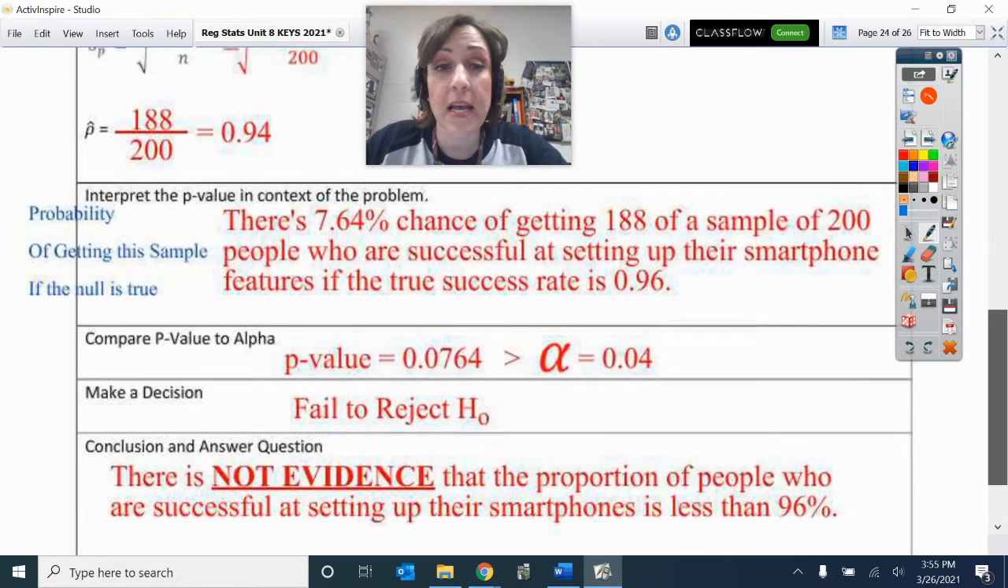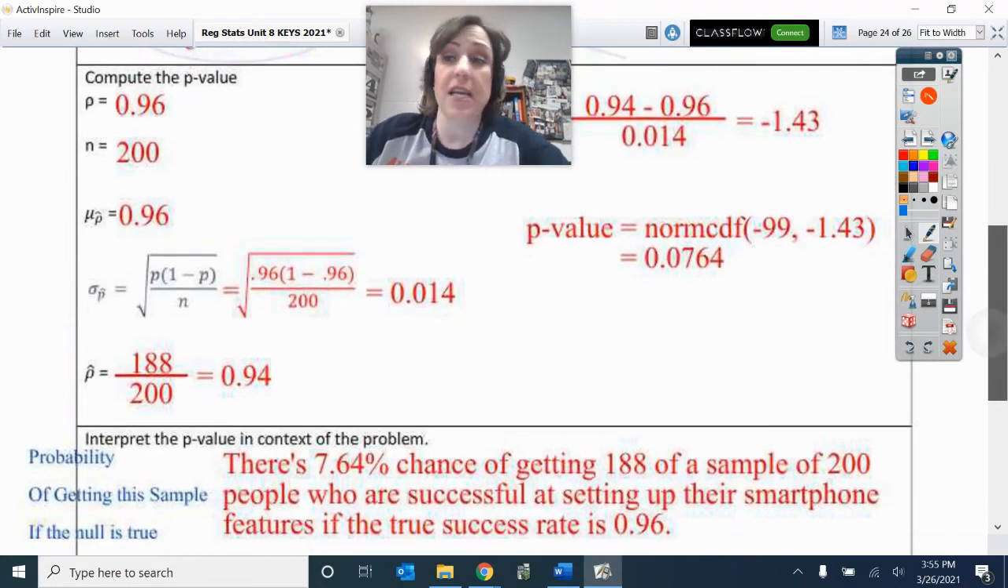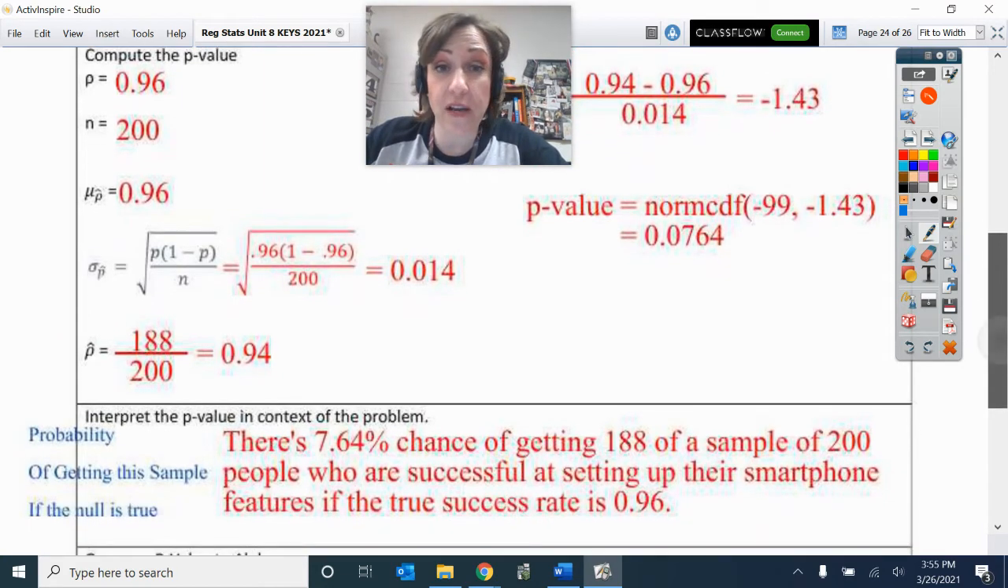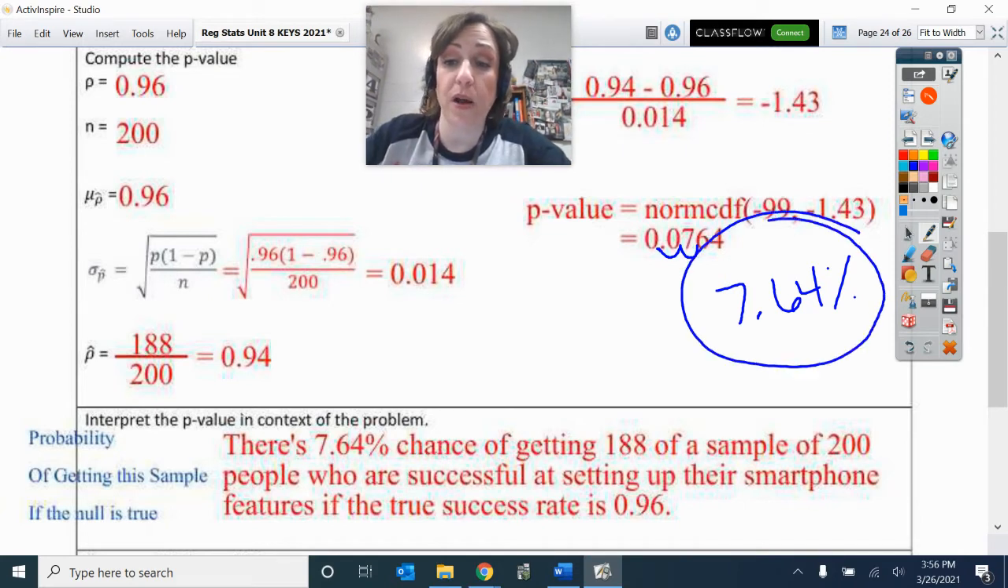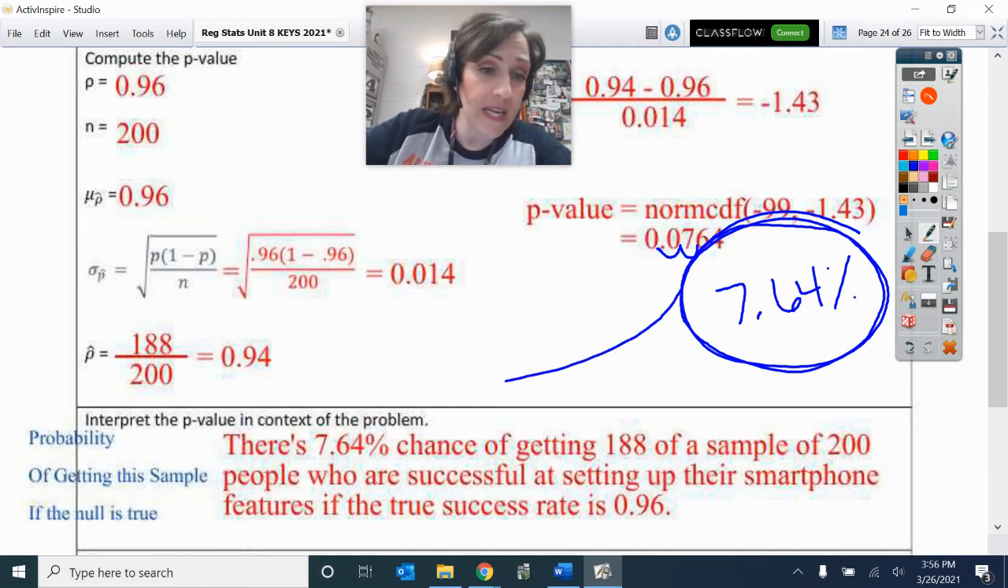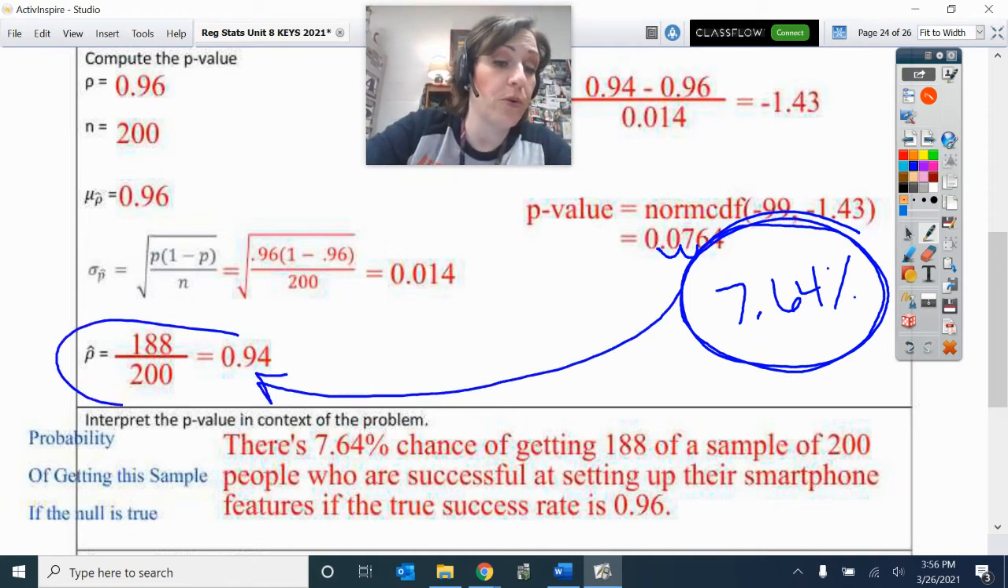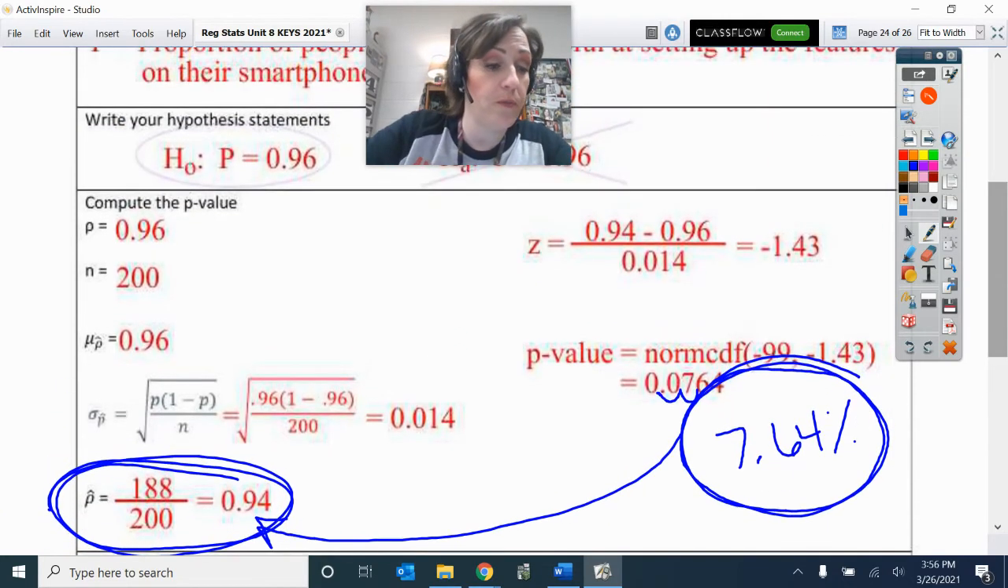Now, let's go back up and come back here to this part I had left off, the interpretation of p-value. So remember, we are turning this p-value, moving the decimal twice, into 7.64%. So remember the visual to help you: the p-value is the probability of getting this sample or something more extreme if the null is true. So if this is true.